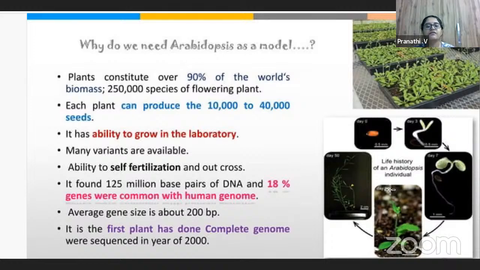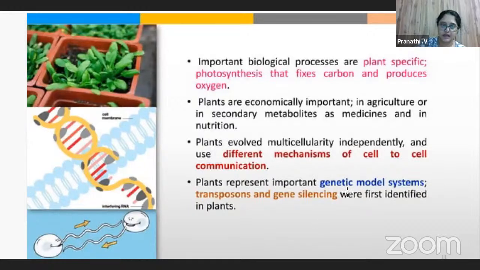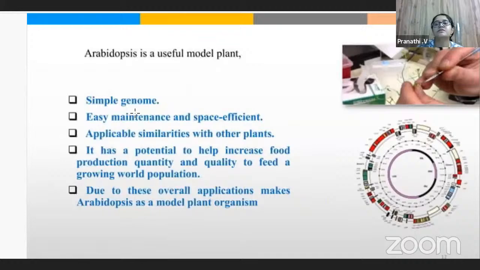Around 125 million base pairs of DNA have been identified in Arabidopsis thaliana, and 18% of its genes are common with the human genome. Its average gene size is around 200 base pairs. It is the first plant whose complete genome was sequenced, in 2000. Keeping this in mind, we have photosynthesis, carbon and nitrogen fixation, studies regarding secondary metabolites for nutrition or as medicines, different kinds of evolutionary mechanisms, and how cell to cell communication in plants works. All of it was identified through plants, and all of it can be seen in Arabidopsis thaliana.